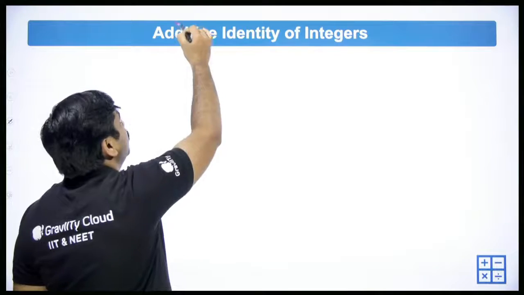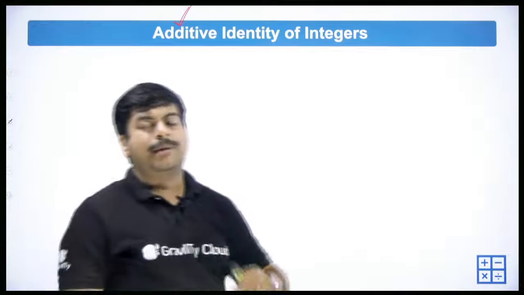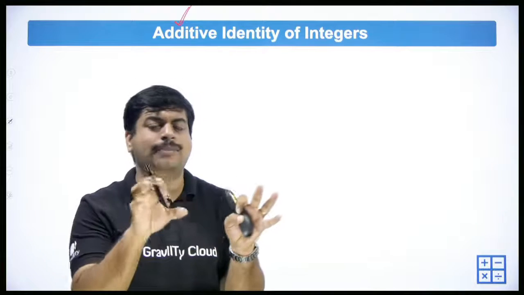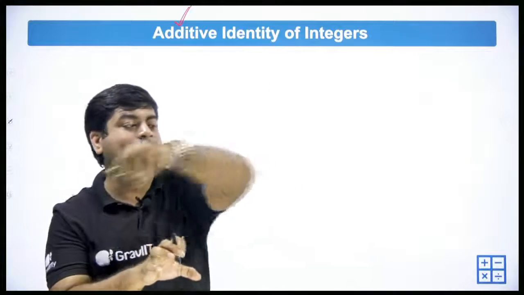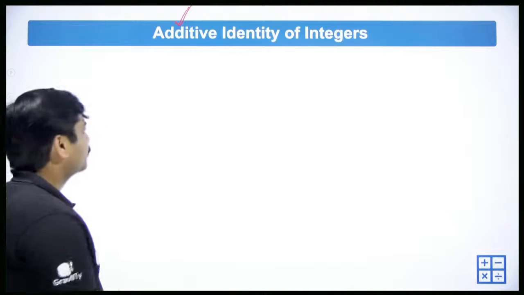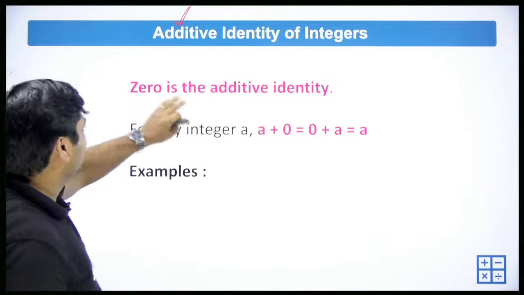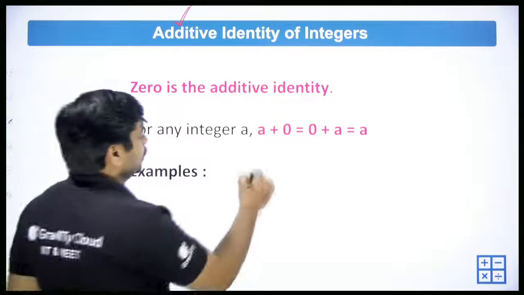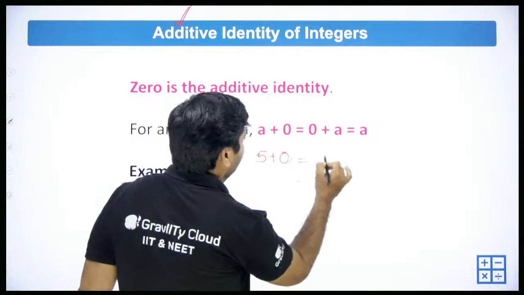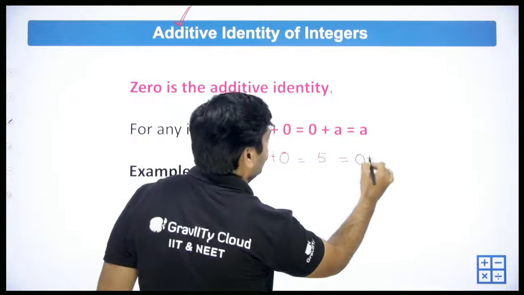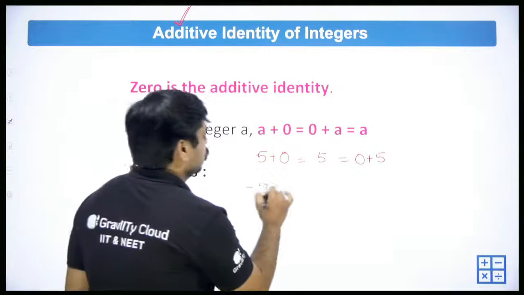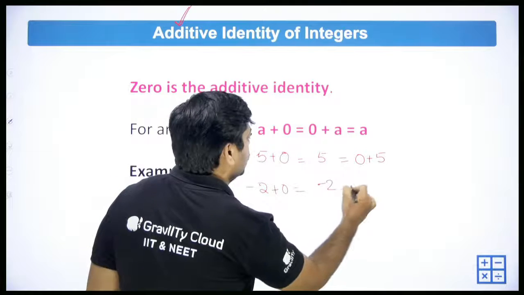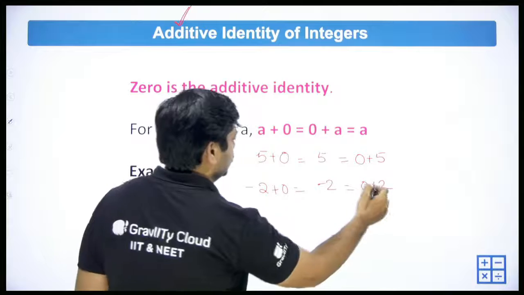So if we take a number and we are adding, let me take one number 5, and I want to add some number such that I should again get the same number back, same identity. So what I can say here is 0 is the additive identity. Why? You know that 5 plus 0 is equal to 5, correct? It is also equal to 0 plus 5. It is a positive number, so you may ask me about negative numbers. Yes, minus 2 plus 0 is equal to minus 2. It is also equal to 0 plus minus 2.